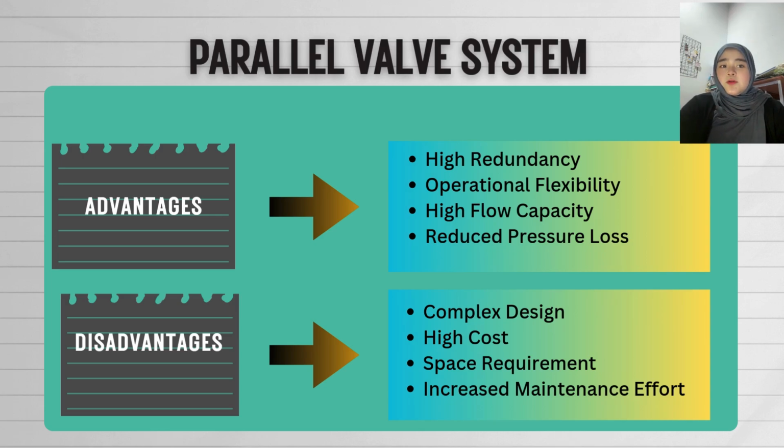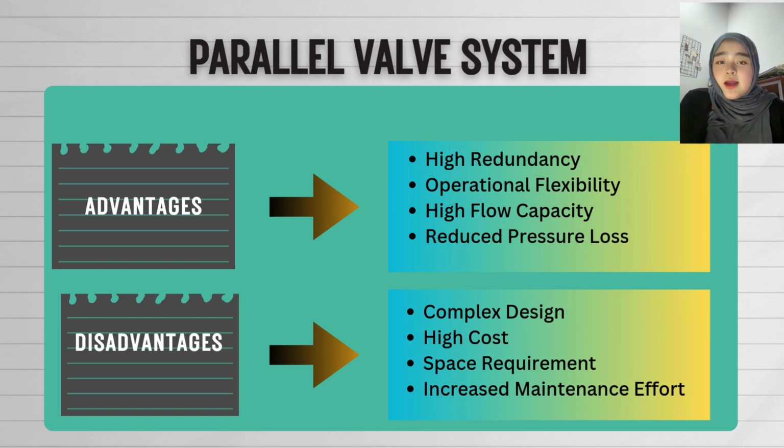And number 2 is operational flexibility. Because this parallel valve system can control the flow by opening or closing specific valves without affecting the entire system. For example, you can choose which path to use.